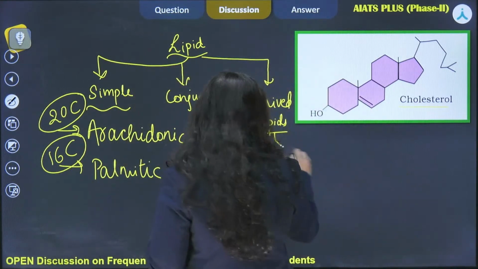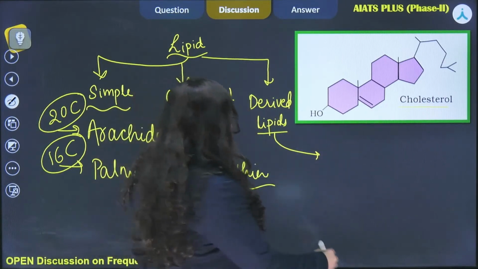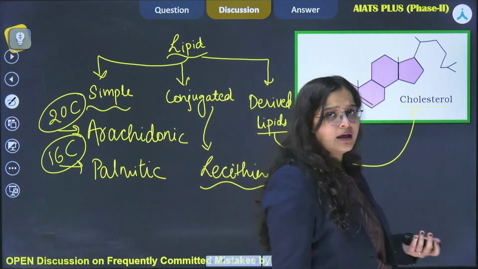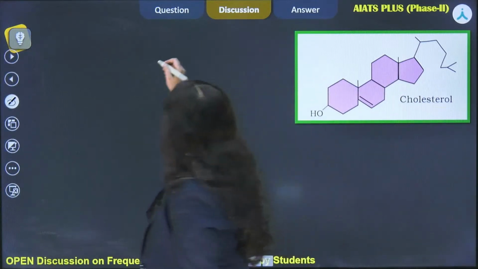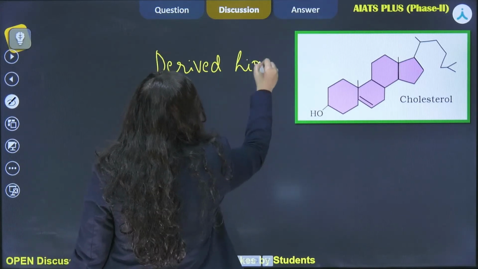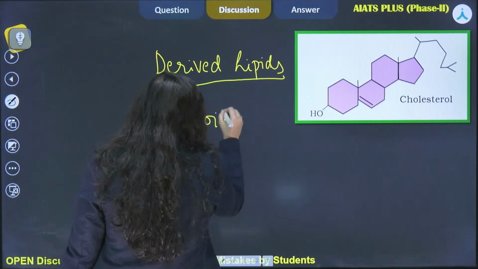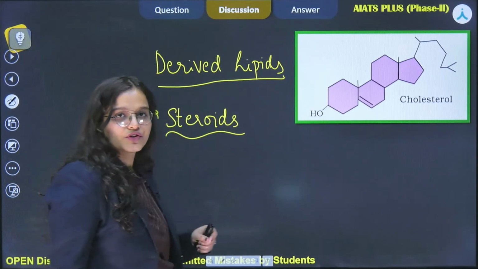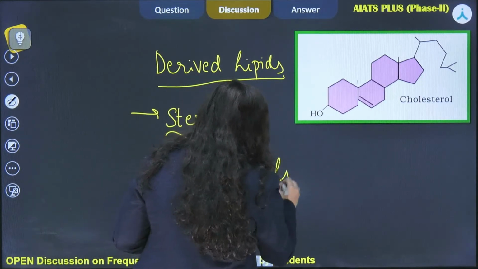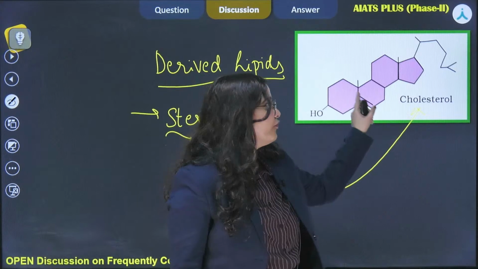Then we come to our derived lipids. So here comes the example of cholesterol. Basically, cholesterol is a derived lipid. The derived lipids are formed from steroids, and under steroids we have a category known as the sterols, and one of the famous sterols is cholesterol. All right. And we can see that it is made up of 4 fused rings.